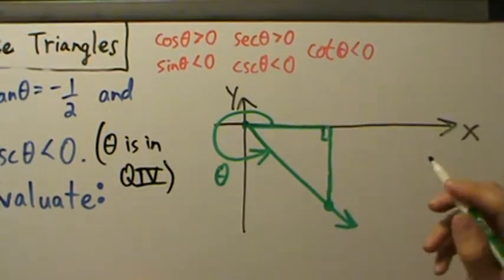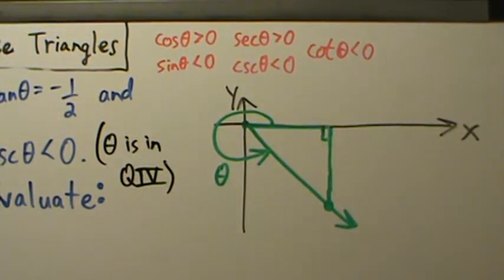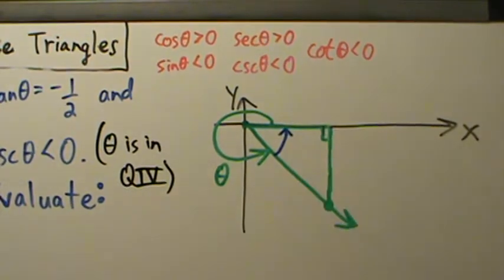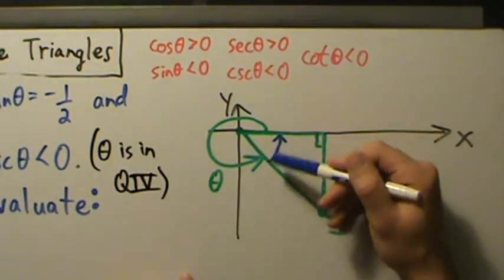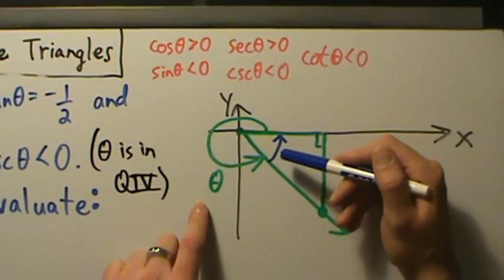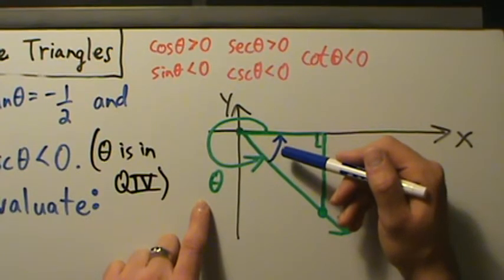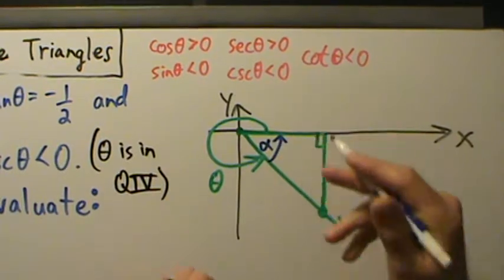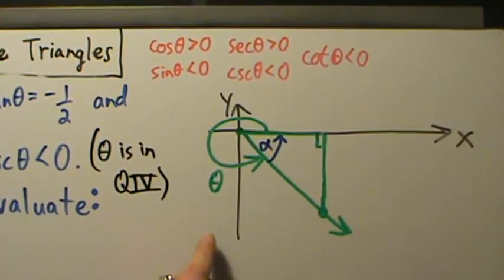Okay, so now we have this here. What's so great about that? Well, what's this angle right here? How does this angle that I just labeled here relate to theta? Just like in examples 2 and 3, that's the reference angle, right? That's the reference angle, so I'm going to call that alpha. So this here is our reference angle alpha for theta.